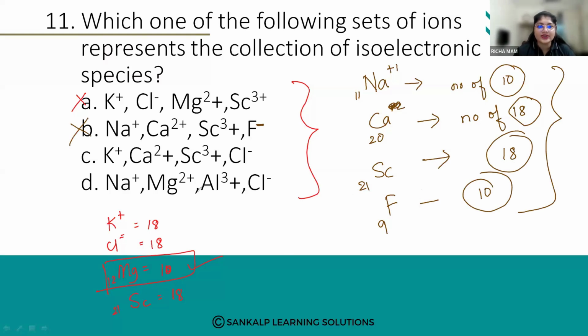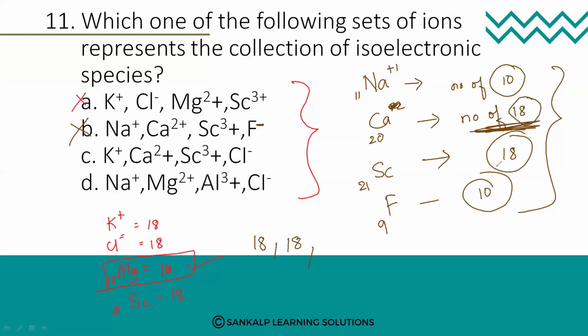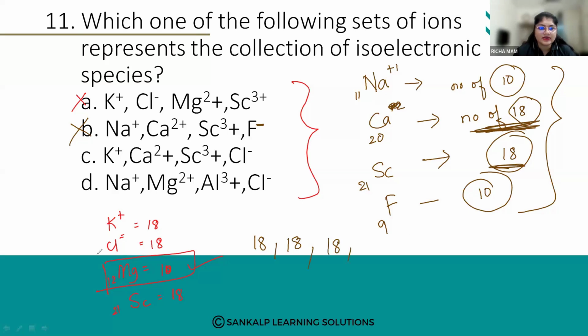Potassium plus will again be 18 electrons. Then calcium plus 2, the number of electrons is 18. Then scandium plus 3, 18. Then chlorine is 17, and minus means one extra electron, so 18. So option C is correct. Isoelectronic means they have the same number of electrons. So yes, option C is correct.